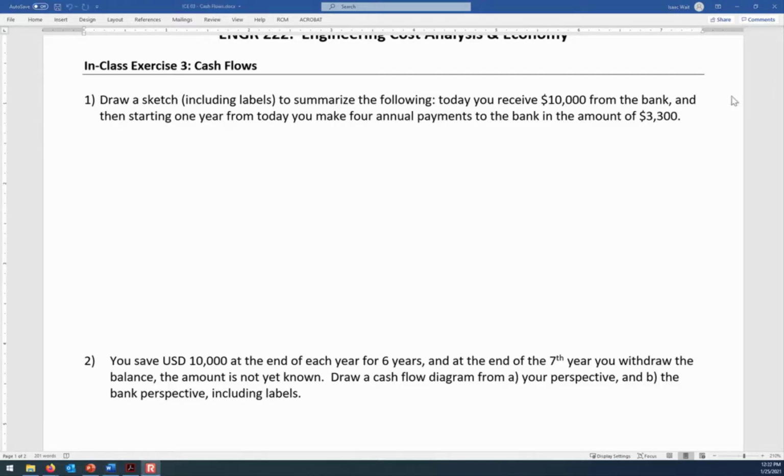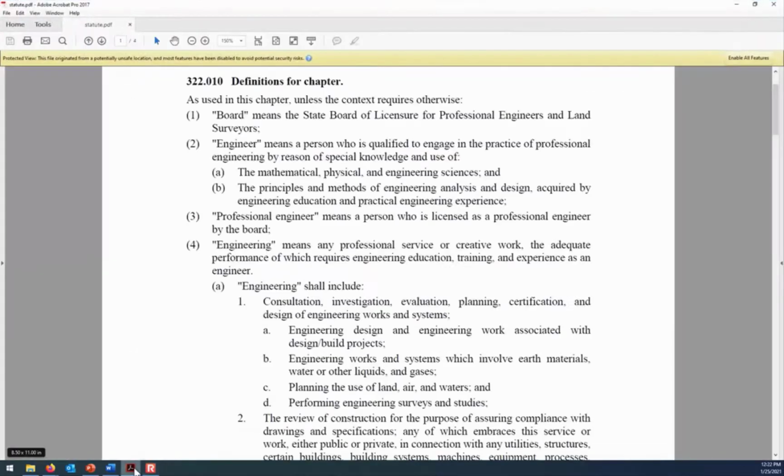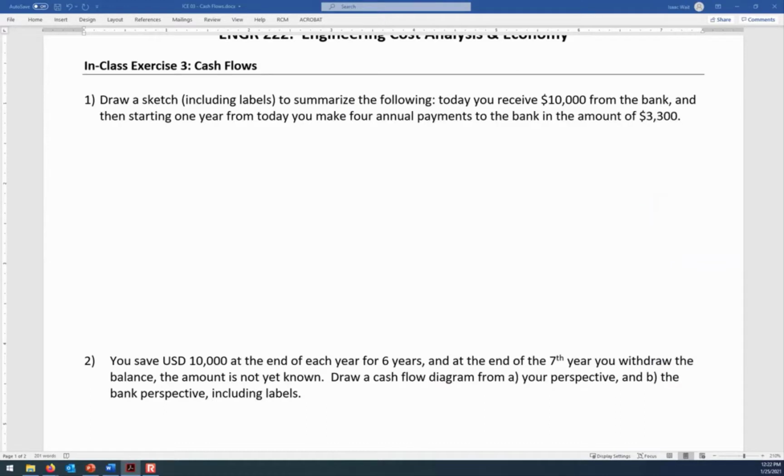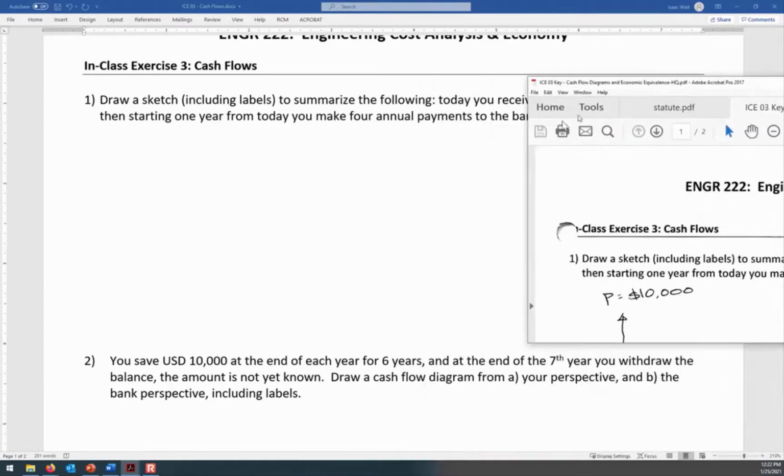Head start on what these cash flow diagrams look like. I've not got the right one opened up. It'll just take me a moment though. Here we go. All right, so cash flow diagram number 1 here.